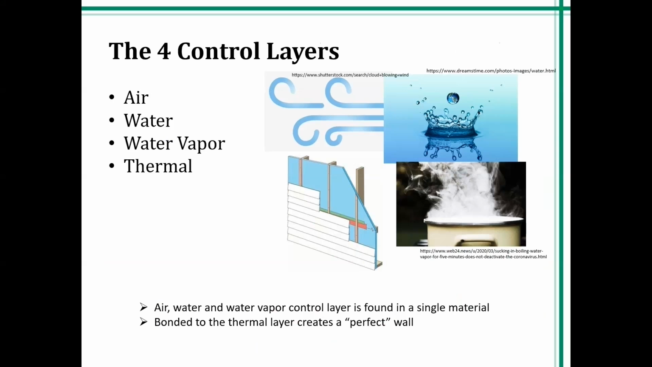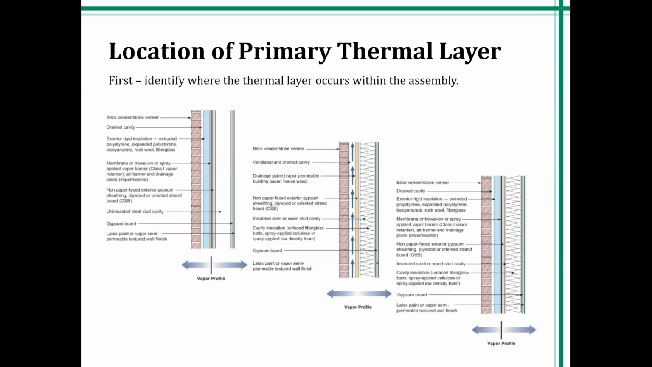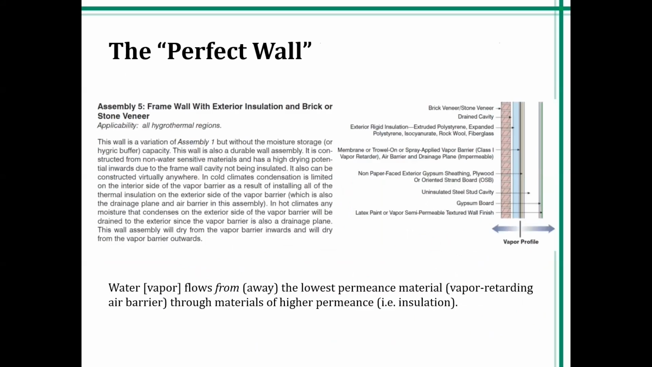And in the case of the perfect wall, I'm going to refer anybody who's not familiar to buildingscience.com. Their article, The Perfect Wall, is just that, where we have all the insulation placed on the exterior side of the wall. We'll go into that in more detail here in just a little bit. Location of primary thermal layer. First, I want to identify where that insulation layer occurs within the assembly. So if we look at the detail on the left, and I'm going to zoom in on it here, this is, again, from the Building Science article, Understanding Vapor Barriers. This is a framed wall with all of the insulation placed, as mentioned earlier, on the exterior side of our wall assembly.